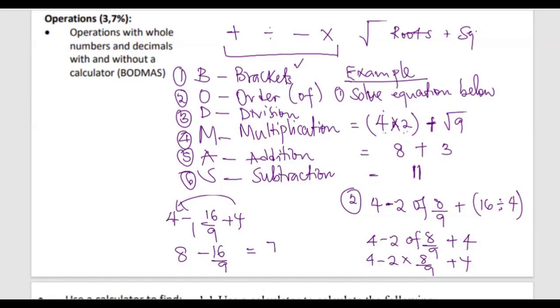This one gives us 72 minus 16 over 9. And you get your answer as 56 over 9. So this is the final answer. We are looking at BODMAS.